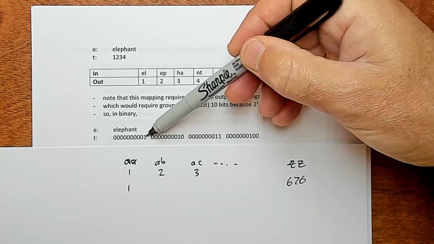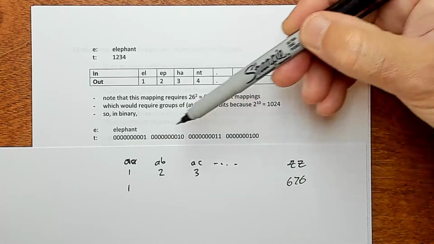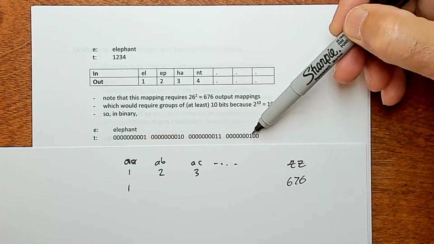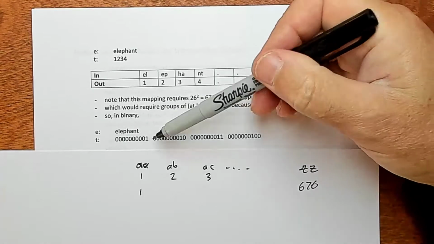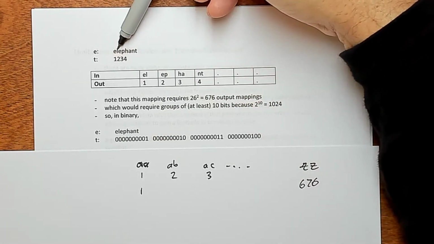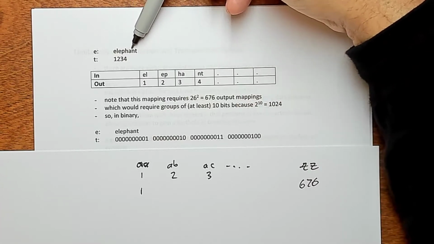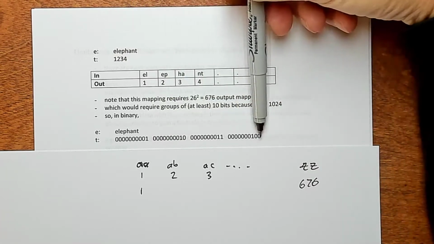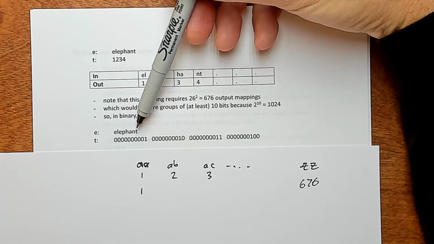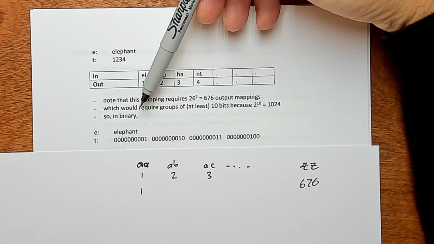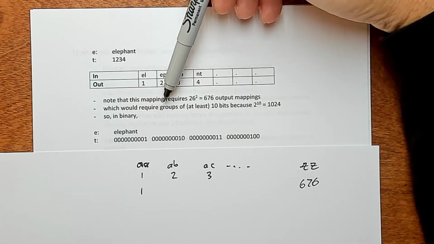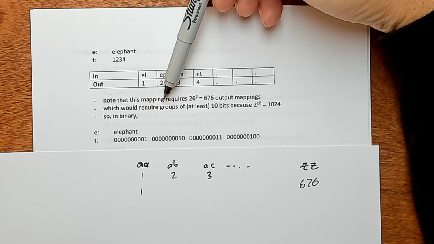So it might look like this, using a 10-bit representation. EL is 1, and EP is 2, and HA is 3, like that. Okay, so this effectively hides the occurrence of E, because E is paired with another letter always. It hides the frequency of E. So you can't do a monoalphabetic frequency analysis. But you can still do a frequency analysis. You just have to go by pairs. But that requires a lot more data.